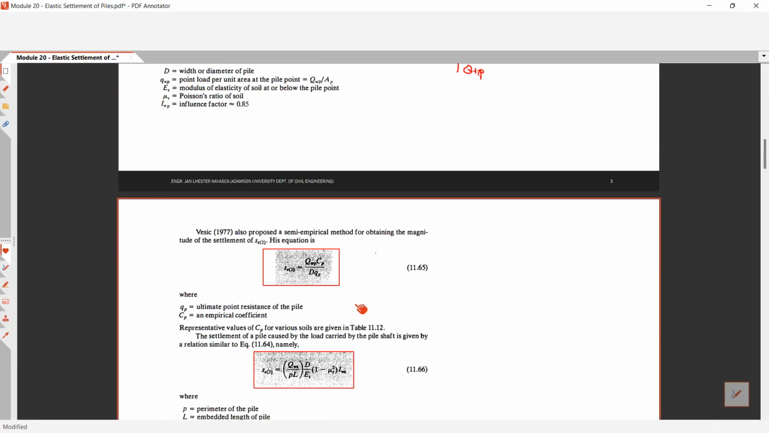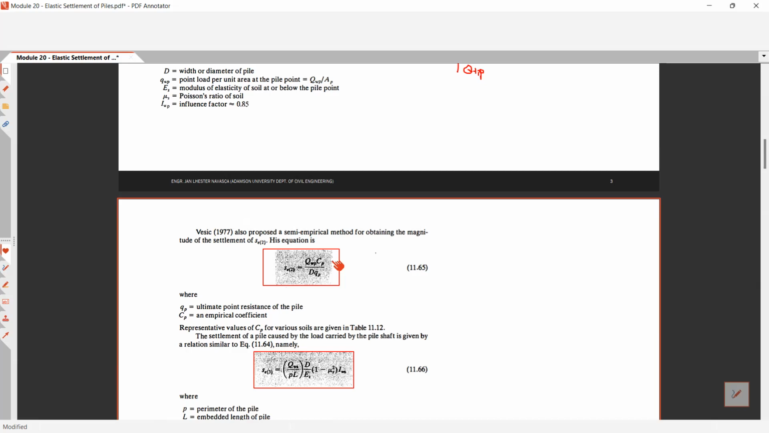The other formula for SE sub 2, or the settlement caused by the end-bearing force or the Q-tip, based on VESIC 1977. So he also proposed a semi-empirical method for obtaining the magnitude of the settlement of SE sub 2. Okay. His equation is given by this equation, Q sub WP is C sub P over D times Q sub P. Okay, so yung Q sub WP, okay, working force, okay, you know this one, that is the total force. C sub P is basically, yung D pala, yung D is the width or diameter of the pile. Yung C sub P is, ito lang yung bago, yung empirical coefficient. Okay? So empirical coefficient lang.